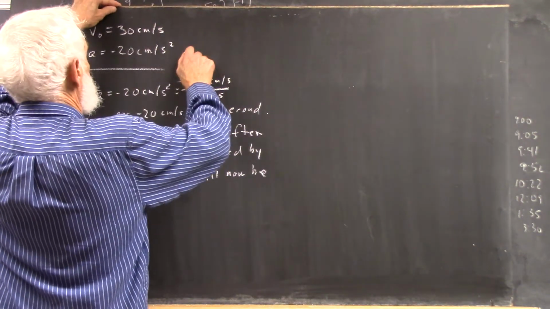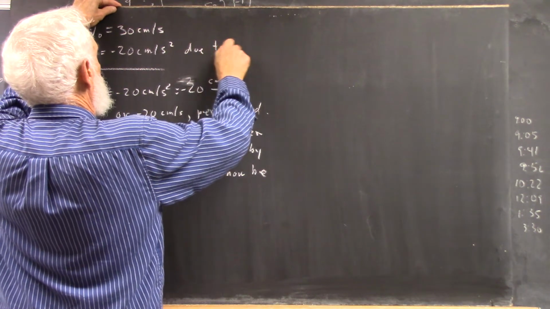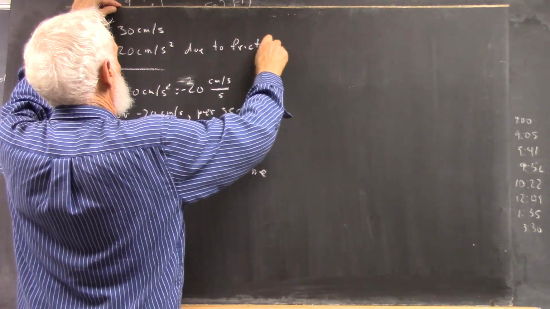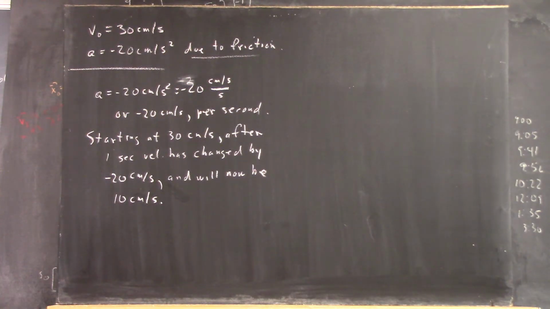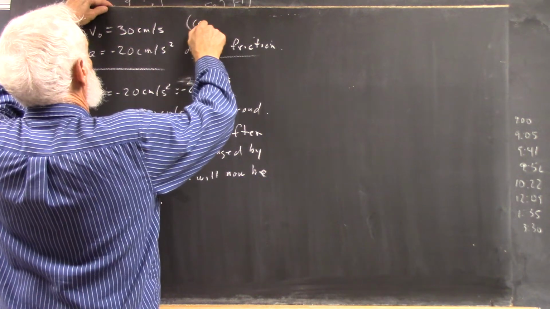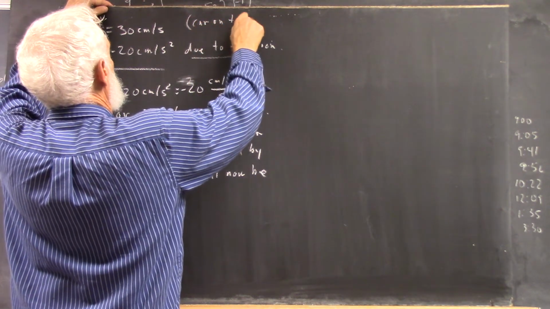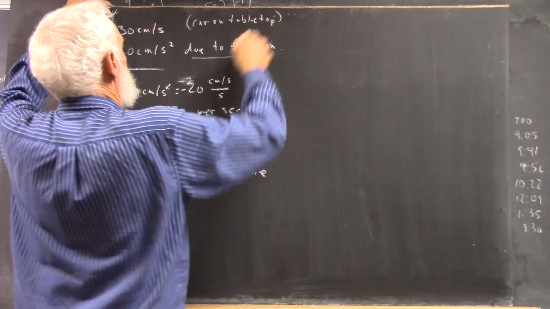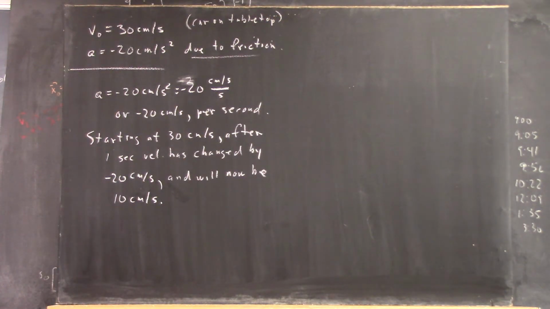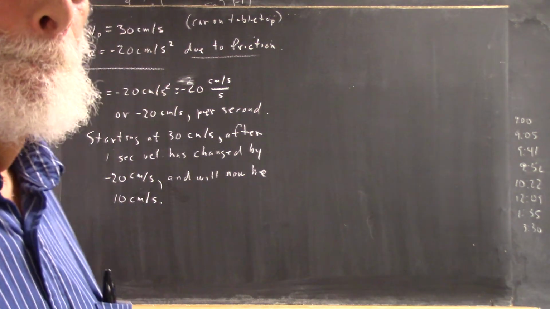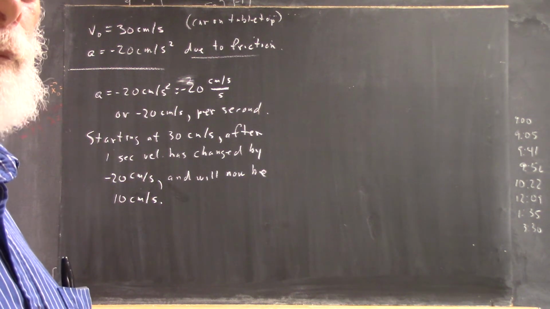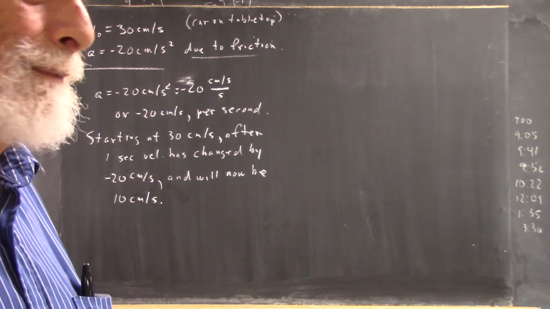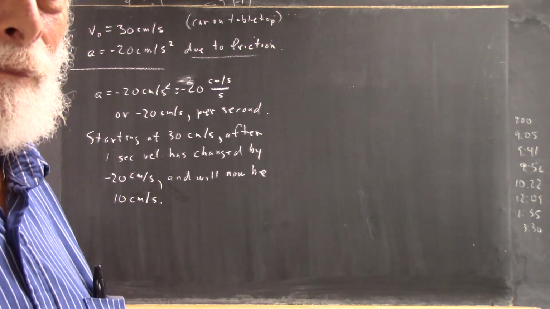So this acceleration is due to friction. Okay? And this is a car on the tabletop. Okay, well, when is it going to finally come to rest? Well, if it goes for another second, what's going to happen? It's going to be at rest.